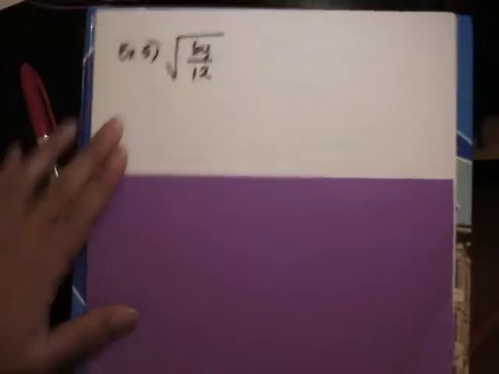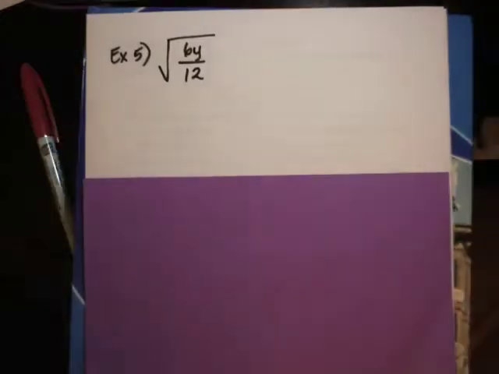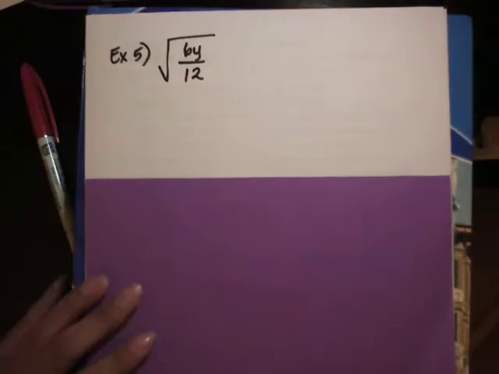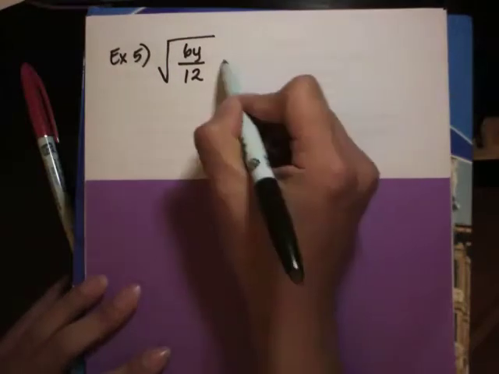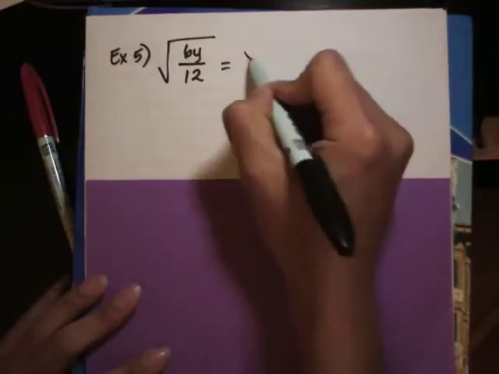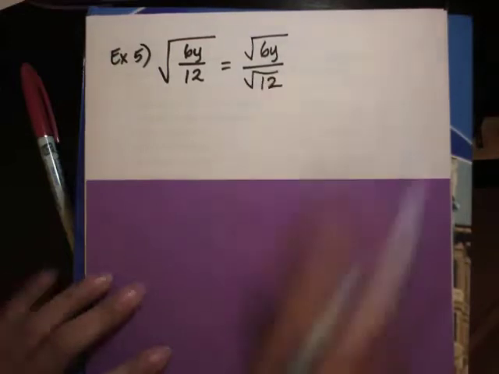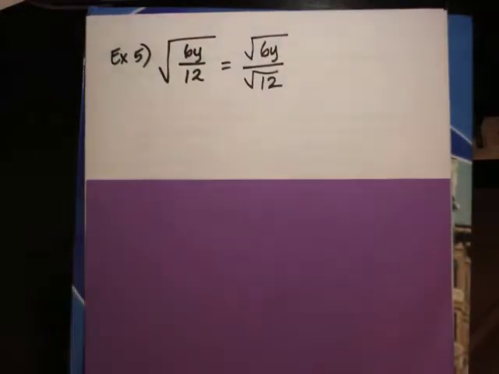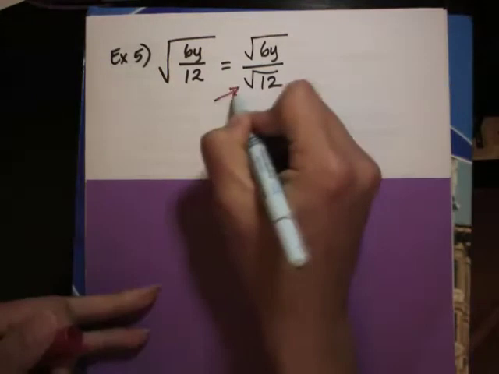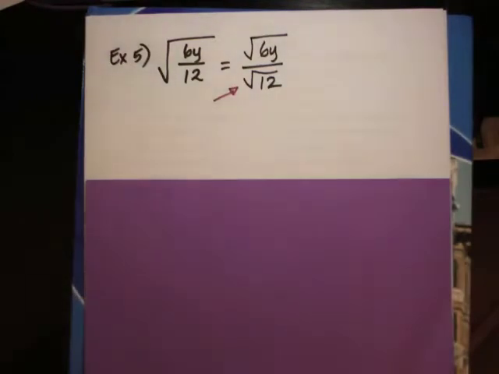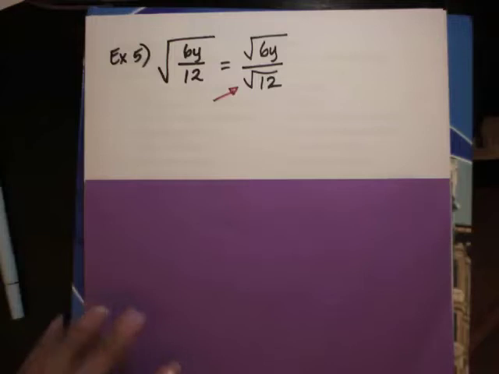So using that property, we are going to simplify this problem right here. Just like the quotient property said, we can split this up as the square root of 6y divided by the square root of 12. And here is an uh-oh, because what you see is a radical in the denominator, and we cannot have that. So we're going to do this procedure called rationalizing the denominator.